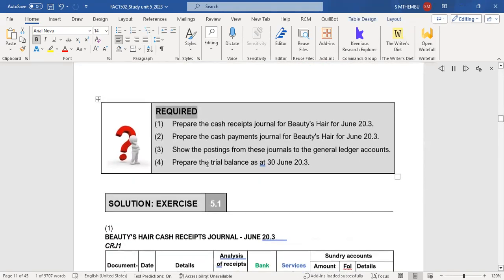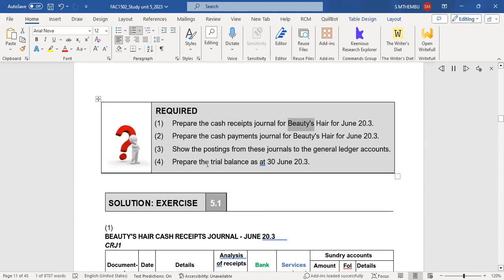Required. Prepare the cash receipts journal for Beauty's Hair for June 20.3. Prepare the cash payments journal for Beauty's Hair for June 20.3. Show the postings from these journals to the general ledger accounts. Prepare the trial balance as at 30 June 20.3.